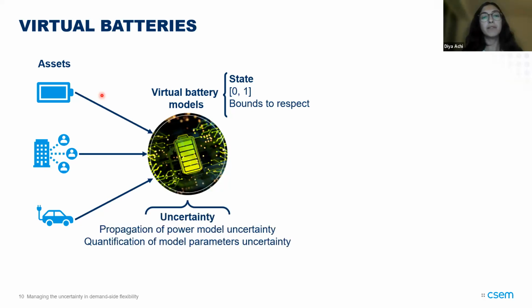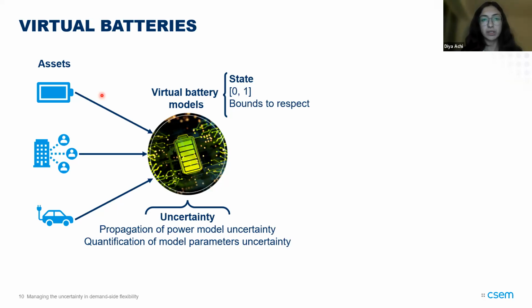And then we want to quantify the uncertainty. We have different methods of doing that depending on the asset, but we can either propagate the uncertainty of the power model to the state of charge, or we can quantify the uncertainty of the model parameters themselves.